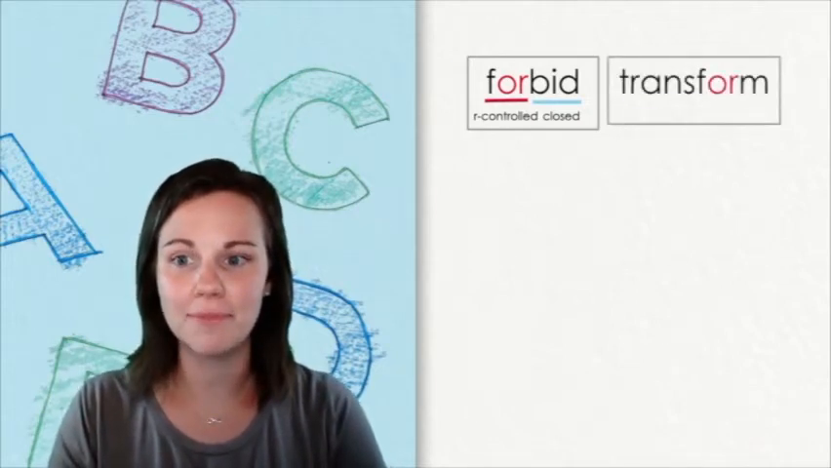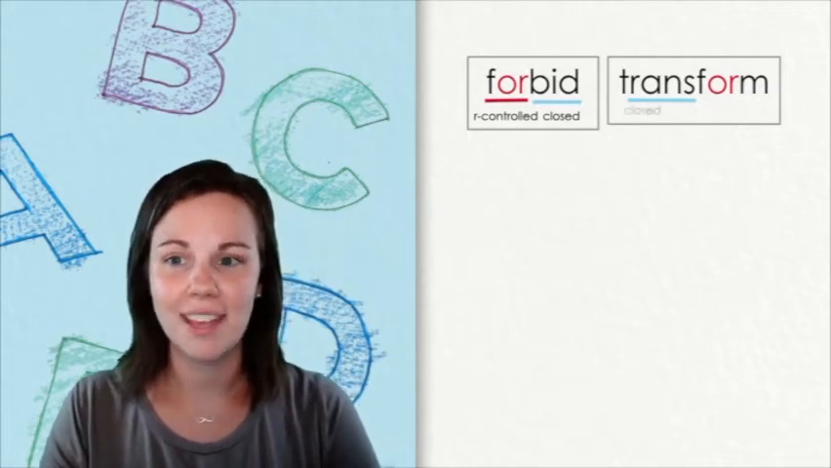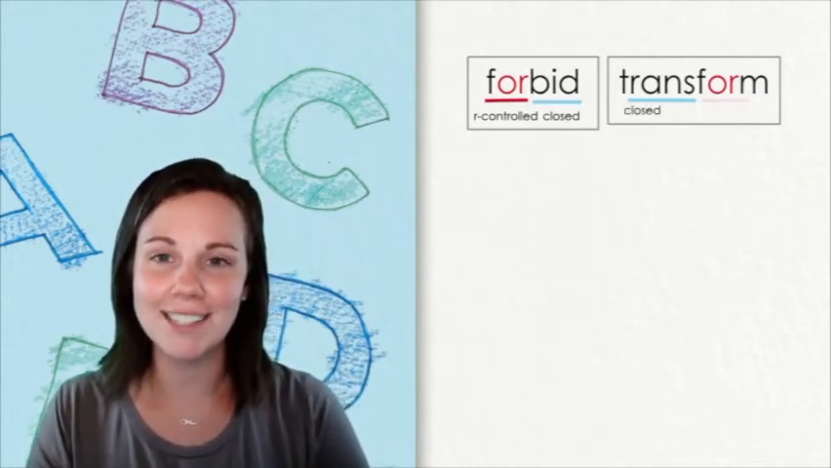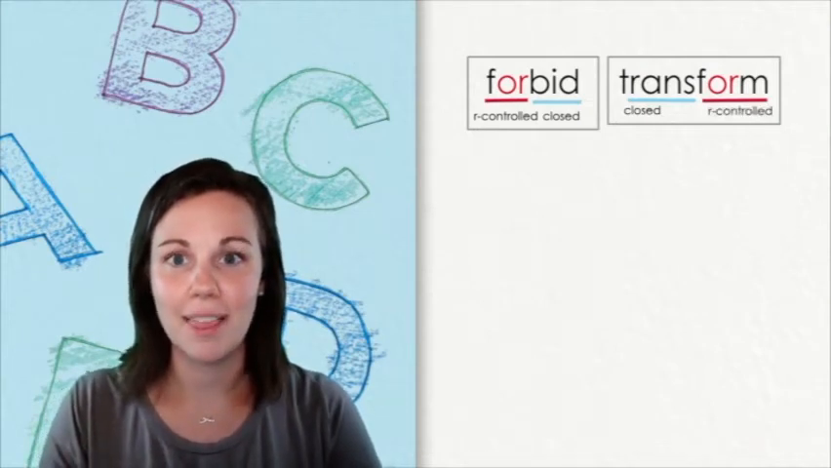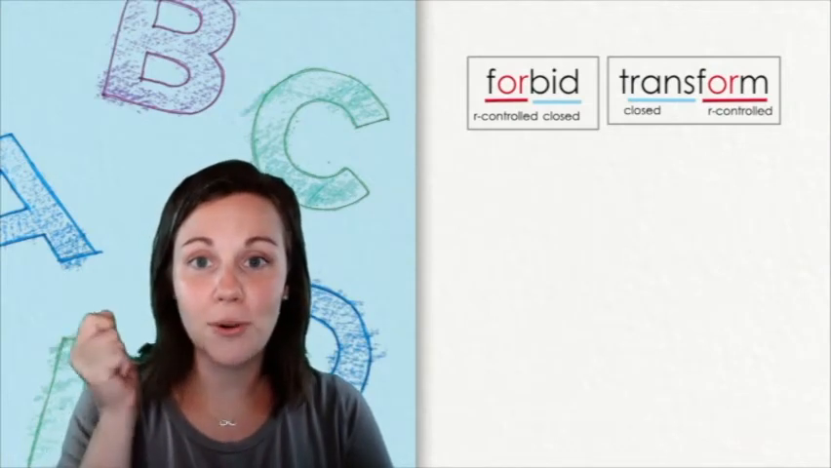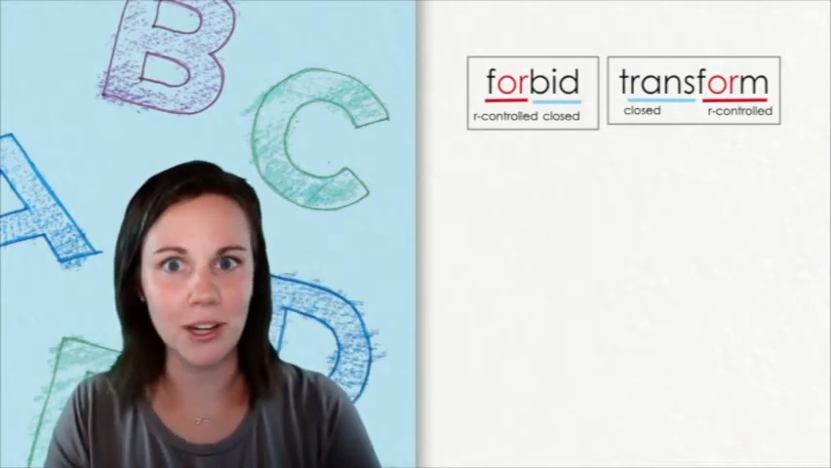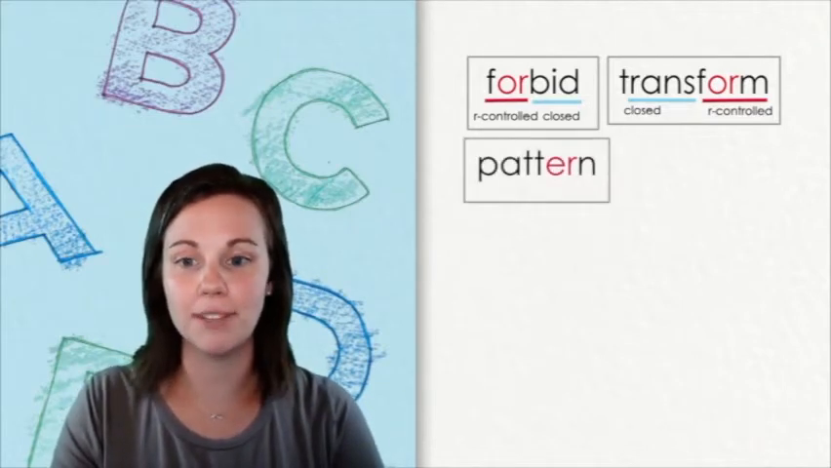Let's try the next one together. Here's the word. There's our first syllable, which is closed again. And our second syllable, which has that R-controlled sound. That word says transform. Transform. Nice job.